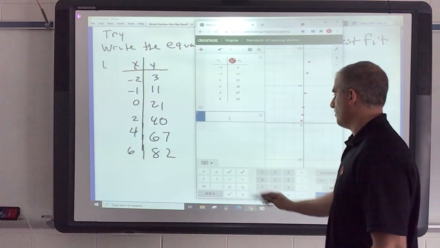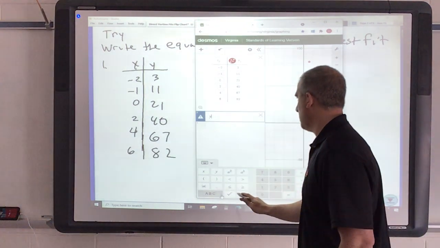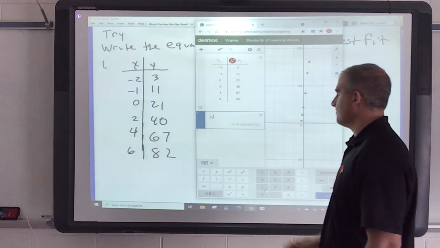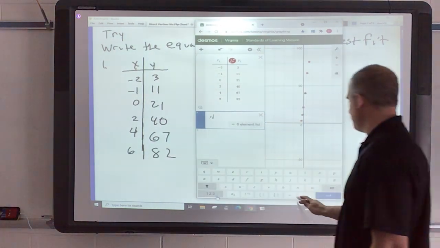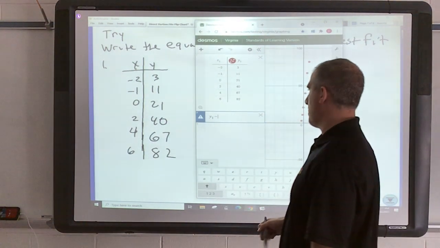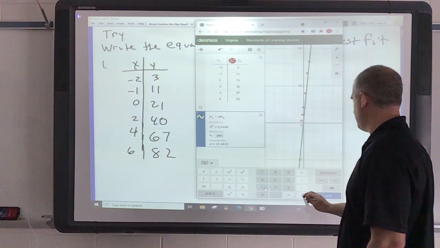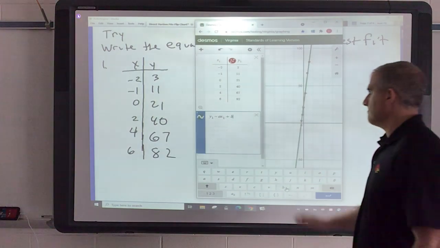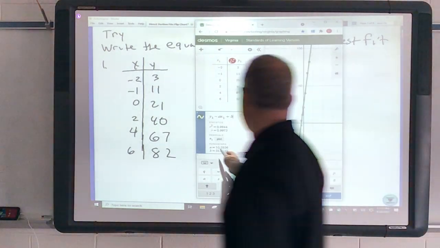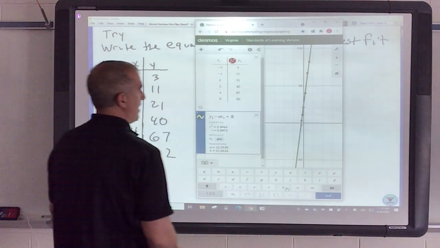All right. So what I want to do is y1. Okay. Hit this ABC, this little squiggle. Okay. All right. Then a, x1 plus b. Okay. And it tells me my equation of my line, and look, it even draws it out for me.